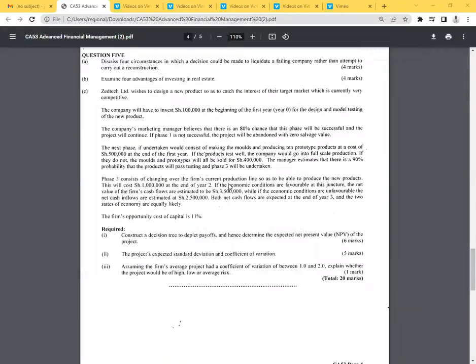If the economic conditions are favorable at this juncture, the net value of the firm's cash flows is estimated to be 3.5 million, while if the economic conditions are unfavorable, the net cash inflows are estimated at 2.5 million. Both net cash flows are expected at the end of year 3, and the 2 states of the economy are equally likely. The firm's opportunity cost of capital is, look at this, equally likely.